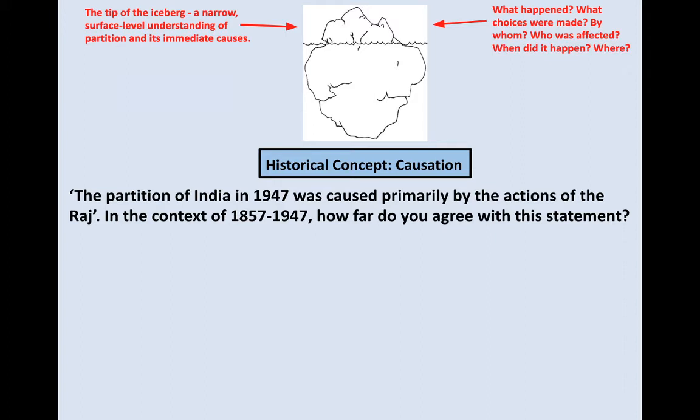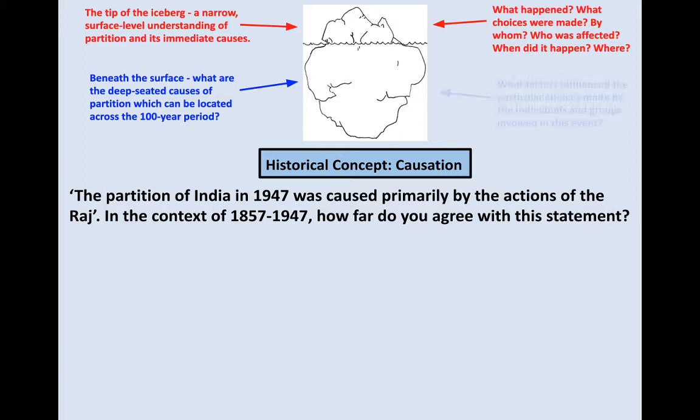And what we need to do instead is think beneath the surface. So what are the deep-seated causes of partition which can be located across the 100-year period? Now, I've already explained how 1857, the Indian Mutiny, the Great Rebellion, kickstarted or paved the way towards partition through the institution of the British divide and rule policy, a key crux of British imperialist rule in India. And so we need to think about what factors influence the particular choices made by the individuals and groups involved in this event.